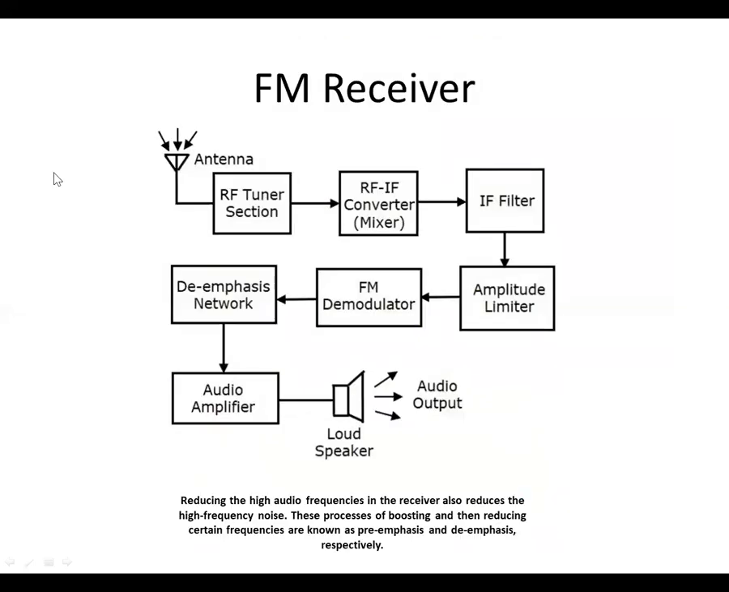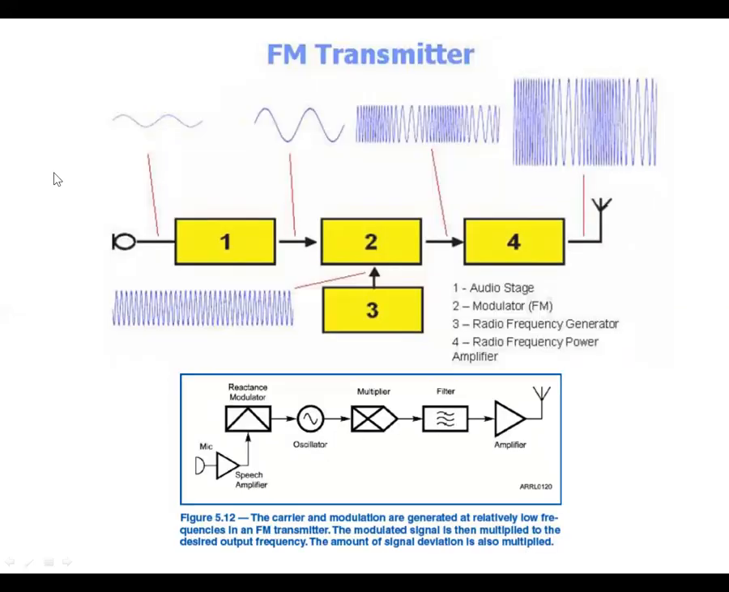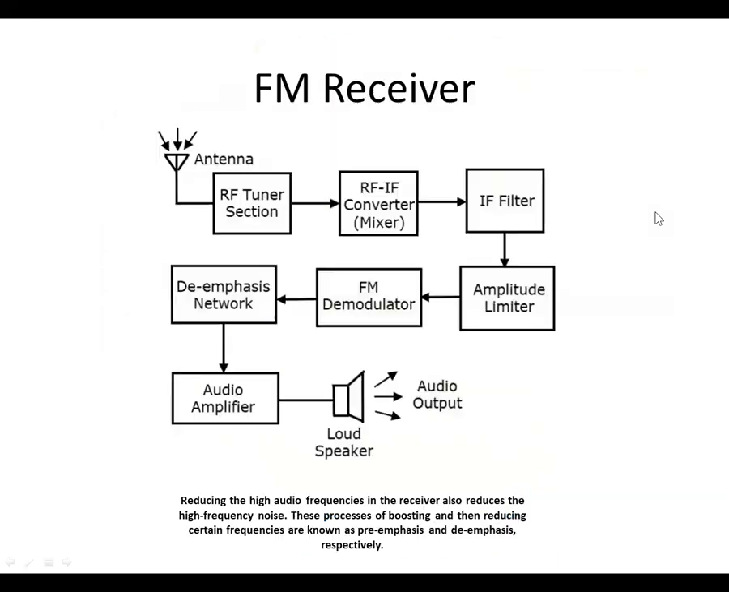And then the FM receiver is kind of just this process in reverse. Here we were constructing the signal we want to transmit. On the receiving end, we take that signal that was transmitted and deconstruct it so we get the audio output. And it goes through the RF tuner.